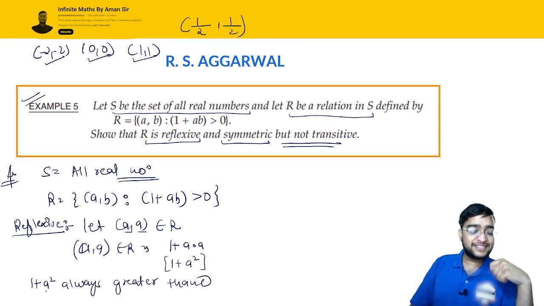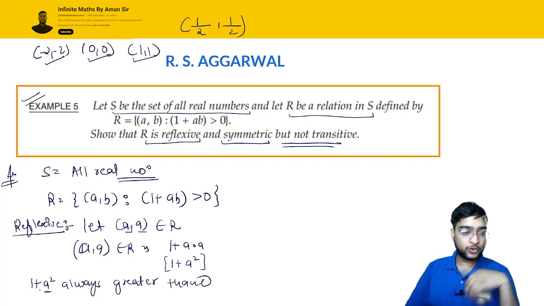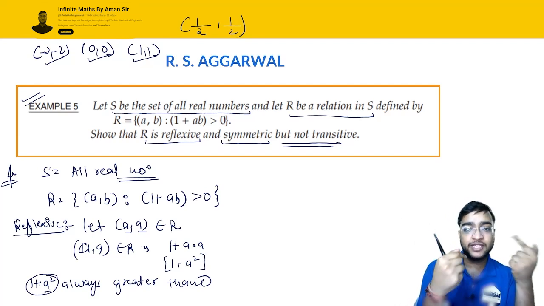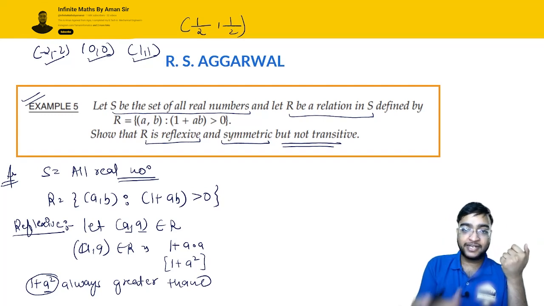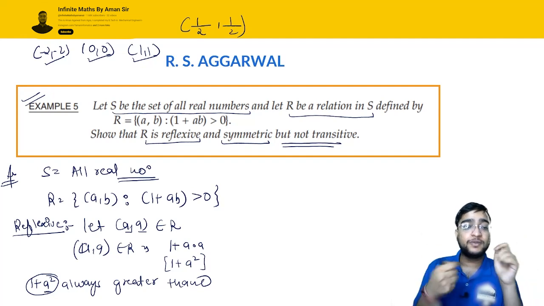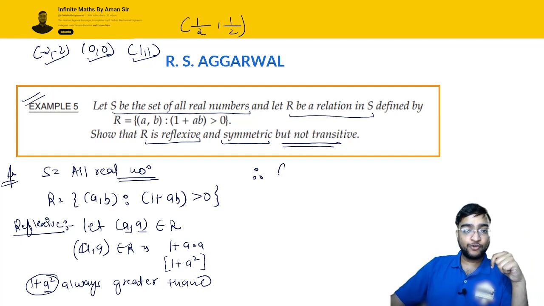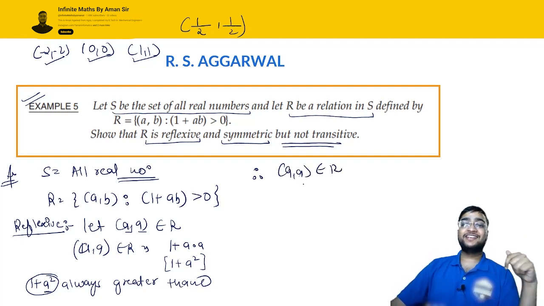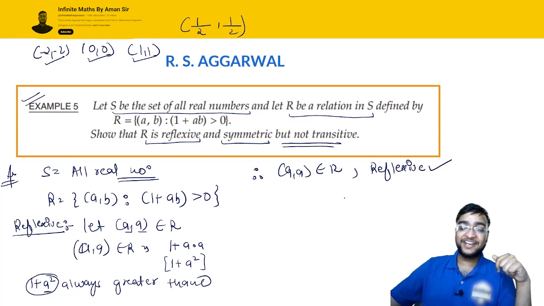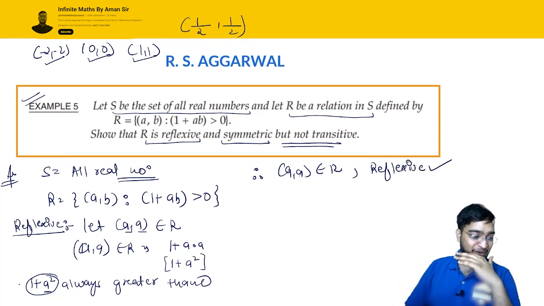Why? Because if I take a as 0, then the whole expression comes to 1. If I take a negative, then with the squaring, a squared comes out positive and is added to 1, so it must be greater than 0. If I take a positive, then it's obvious that 1 plus a squared must be positive. Therefore (a, a) is in my relation here. So this is the reflexive property.